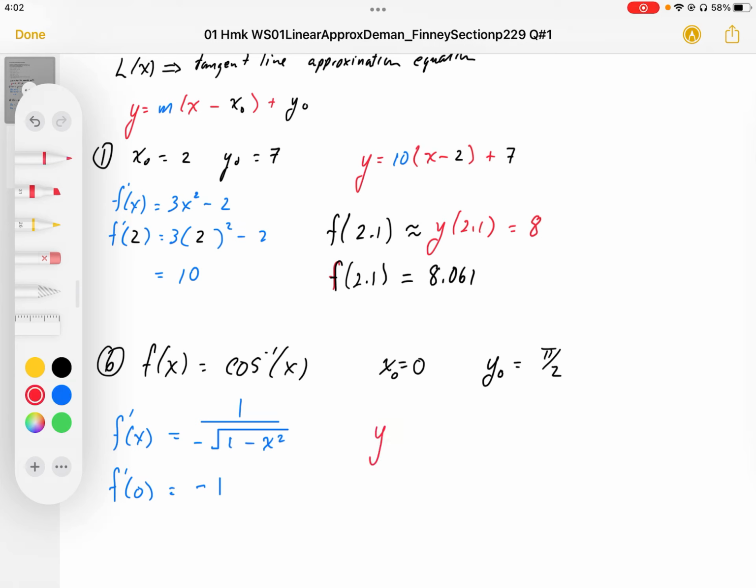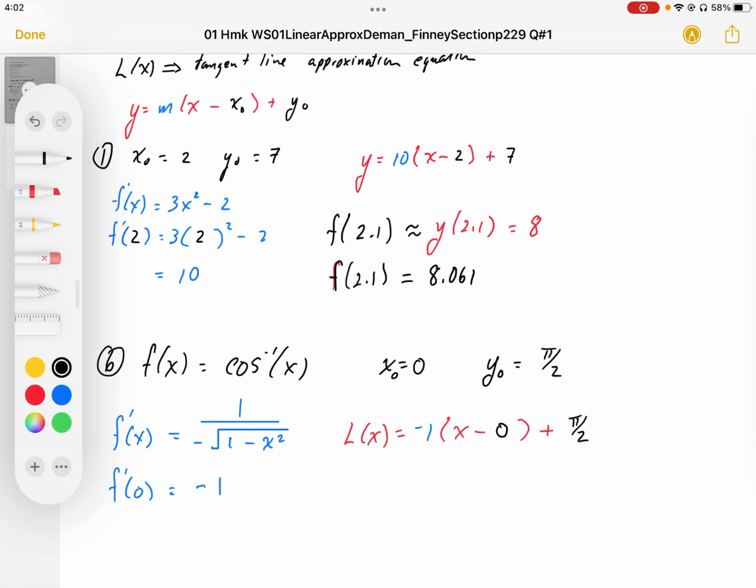I can then use that to get my L of x. This y represents my L of x function, so maybe I'll write that as L of x. L of x is equal to my slope of negative 1, times x minus my initial position. My initial position is x equals 0, y equals pi over 2. So there's my local linearization formula.